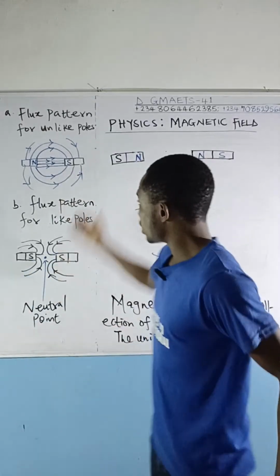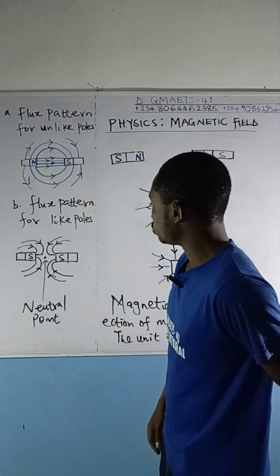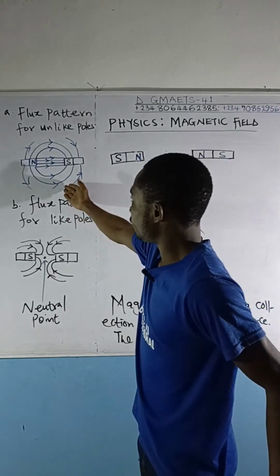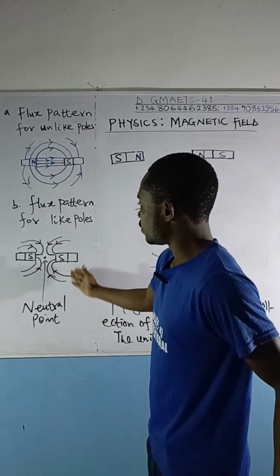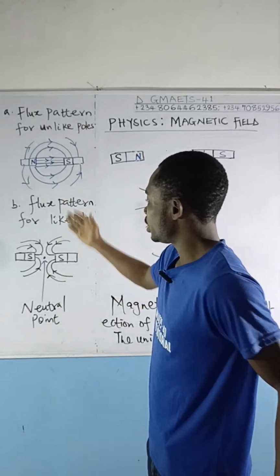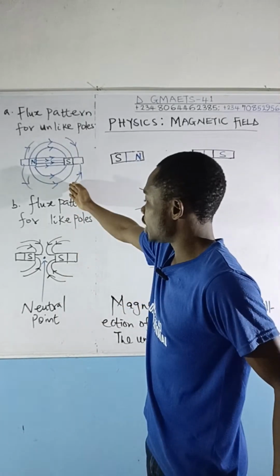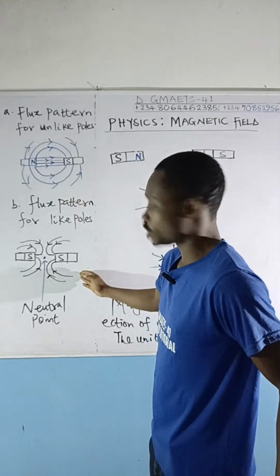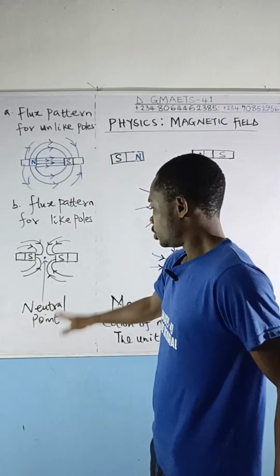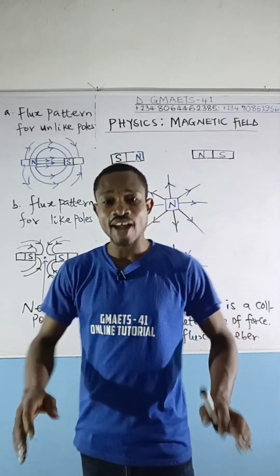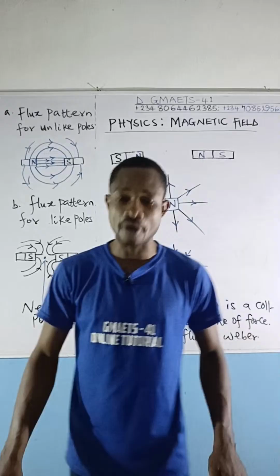I've explained this concept and shown you the concept of neutral point. This is the flux pattern for two unlike poles. This is the flux pattern for two like poles. Here there is attraction, here there is repulsion. And in the case of repulsion, you have a neutral point. Neutral point is a point where line of force do not cross.